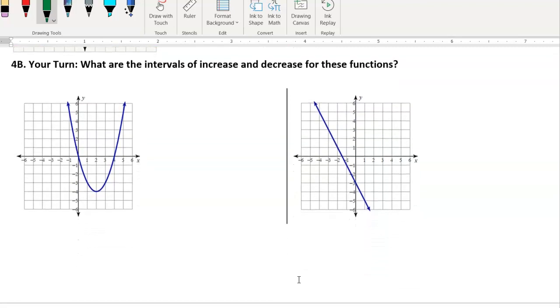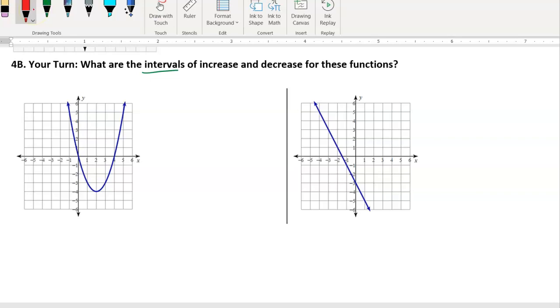So sometimes our graphs will be constantly increasing or constantly decreasing. So I may not have two things happening at the same time like our previous example. I want you to figure out the intervals where it's increasing and decreasing for both of these functions. So I want you to pause the video and hit play when you're ready to check to see if you've done it correctly.